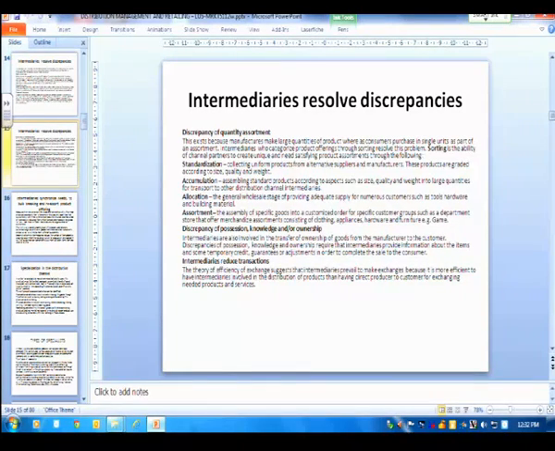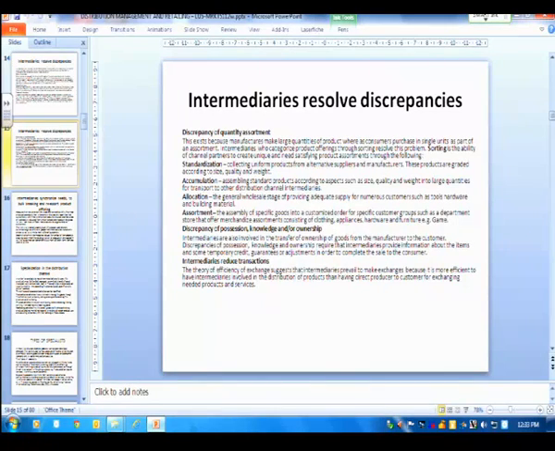1, standardization. This relates to collecting uniform products from alternative suppliers and manufacturers. These products are graded according to size, quality, and weight. Secondly, accumulation. Here we are saying assembling standard products according to aspects such as size, quality, and weight, into large quantities for transport to other distribution channel intermediaries.